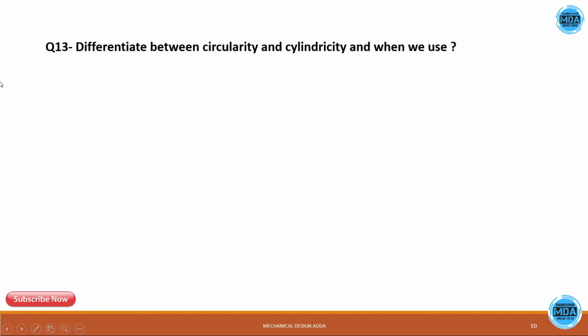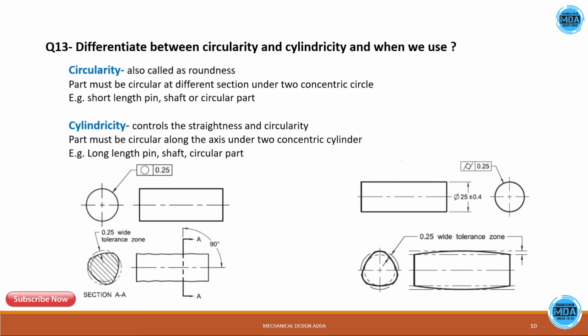The next question is, what is the difference between circularity and cylindricity, and when do we use them? Let's discuss one by one. Circularity we can call roundness. We measure at different sections the circularity, or the form, of that object. We are measuring at different sections, so that is a 2D measurement.